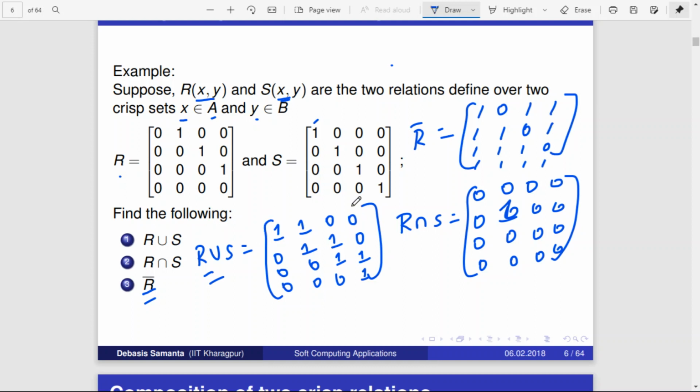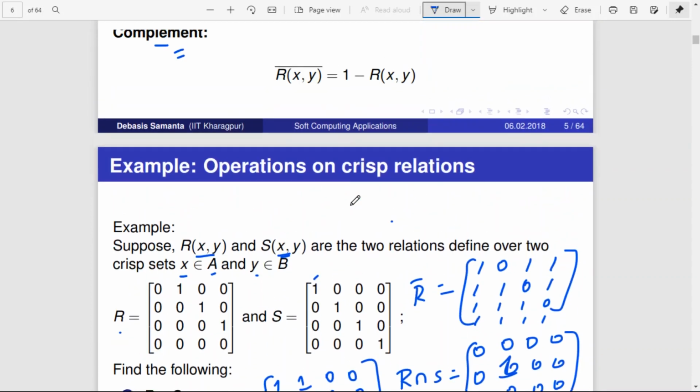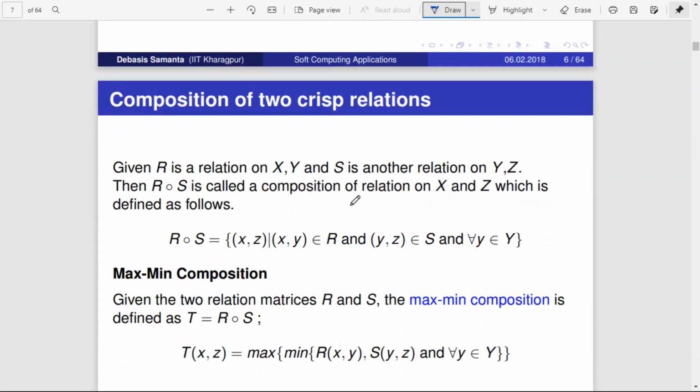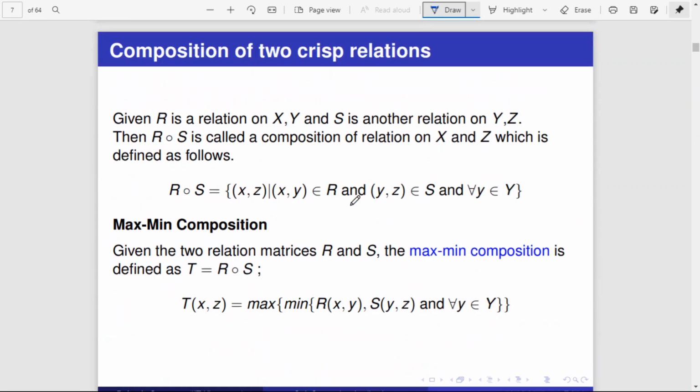Similarly you can also calculate S complement, right? So this is how union, intersection and complement work in a crisp relation. Next we will be discussing something called composition. This is an important property of a crisp relation.